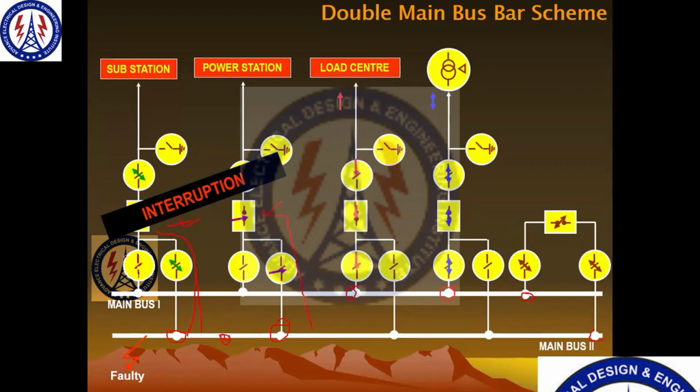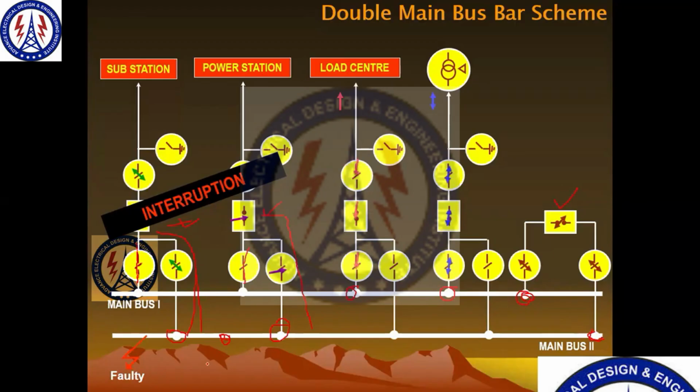So as I told you, you can just connect this isolator. The coupler will also trip on this condition. Coupler is also tripped because it is connected to both the buses.